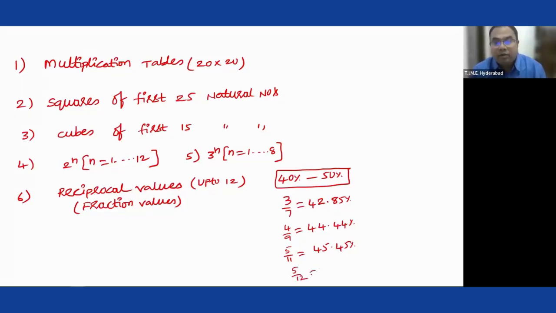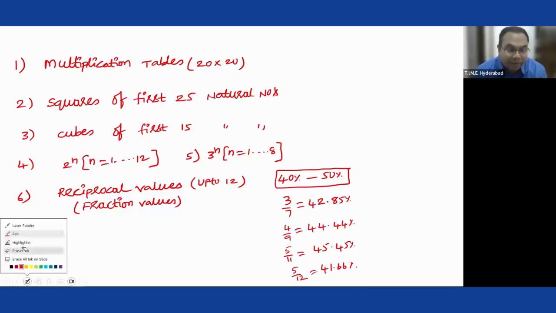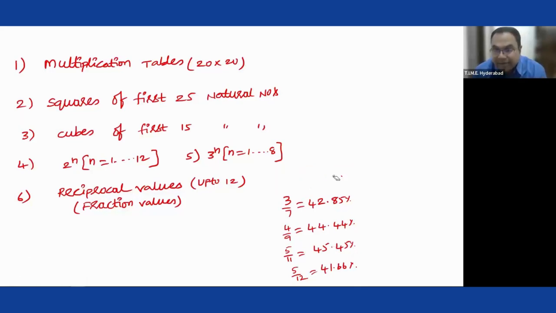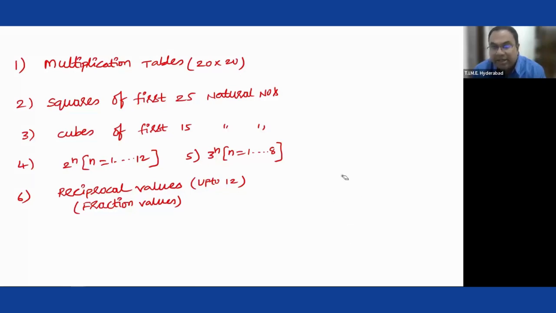5 by 12, 41.66%. All these values you should learn. Then only your speed will improve. Then only you could save some time in the calculation part in the examination. So reciprocal values, after you learn, divide them into ranges of 10 to 20, 20 to 30, 30 to 40, 40 to 50, and you have to learn by heart what are all the standard reciprocals within that range.